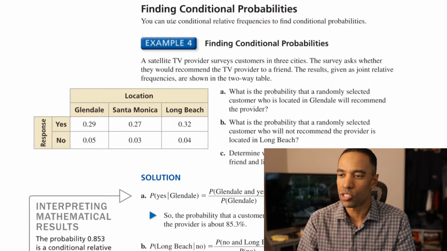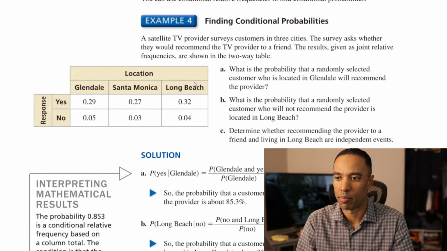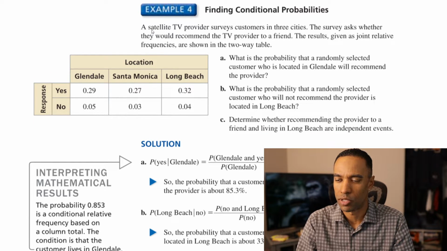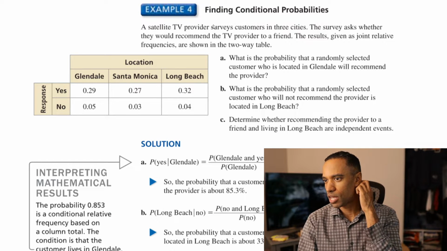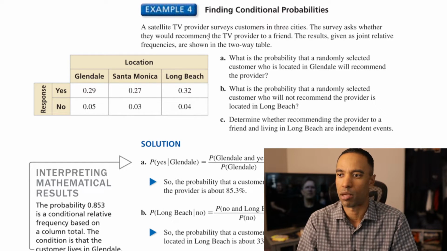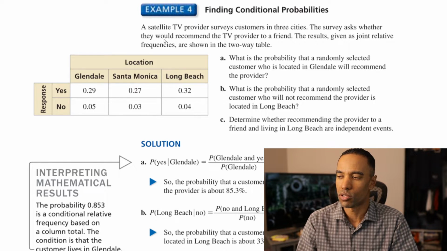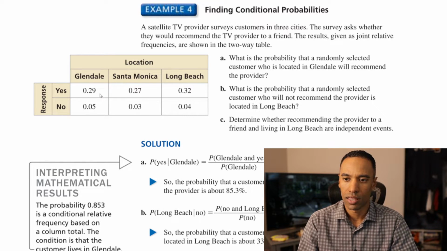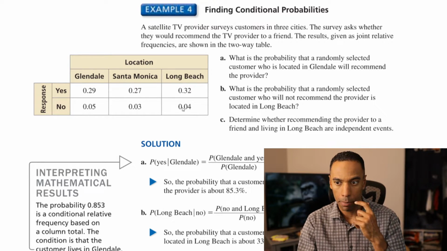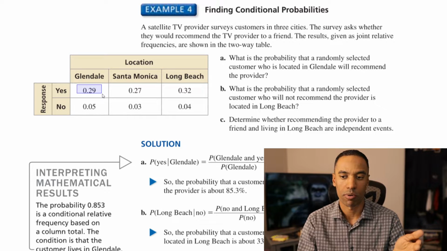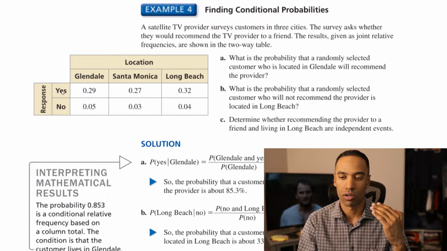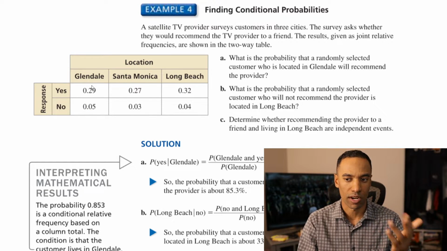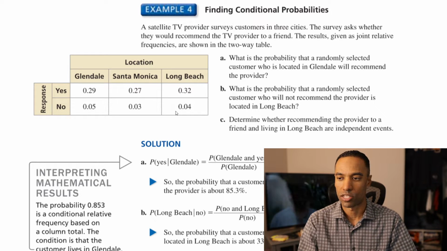Finding conditional probabilities. You can use conditional relative frequencies to find conditional probabilities. This is probably what I was referring to before, and this is what I'll be doing. A satellite TV provider surveys customers in 3 cities. The survey asks whether they'd recommend the TV provider to a friend. The results given as joint relative frequencies are shown in the two-way table. So this is already the percentages that would add up to 1, like 29% of responders responded yes and they are from Glendale. 5% responded no and are from Glendale, things like that. So this adds to 100%.